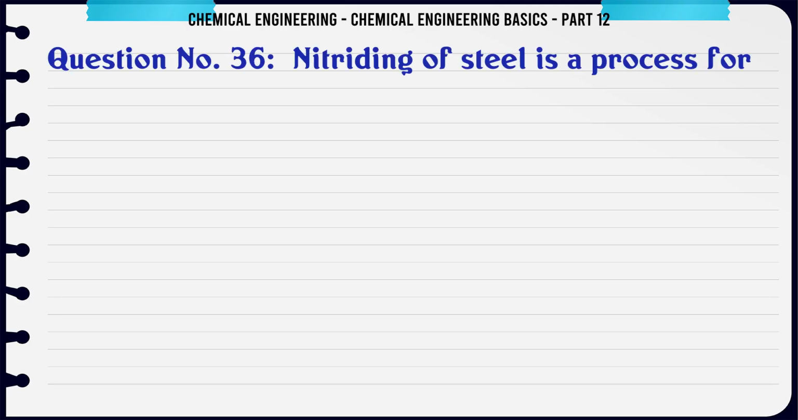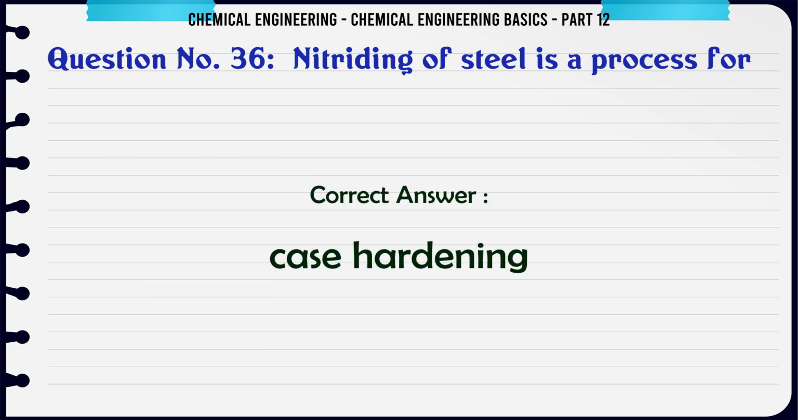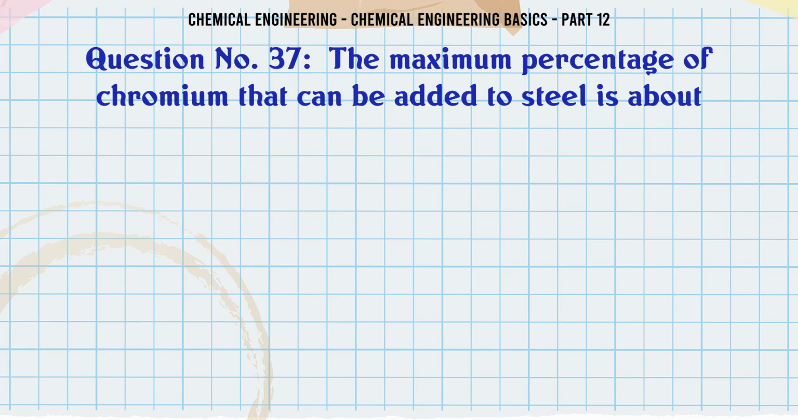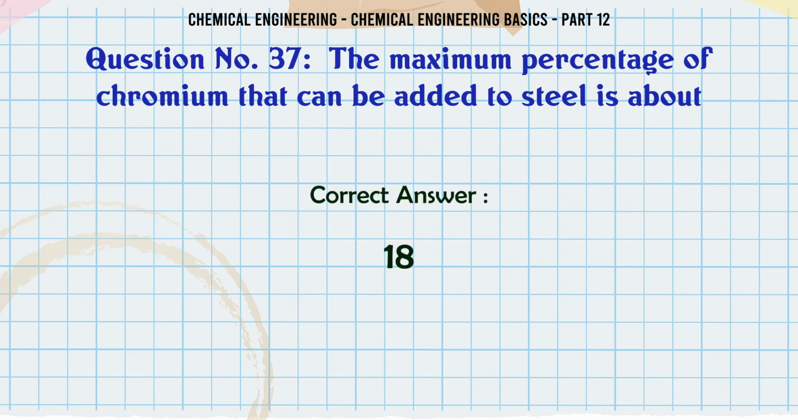Nitriding of steel is a process for A. case hardening, B. spheroidizing, C. normalizing, D. annealing. The correct answer is case hardening. The maximum percentage of chromium that can be added to steel is about A. 12, B. 18, C. 24, D. 30. The correct answer is 18.